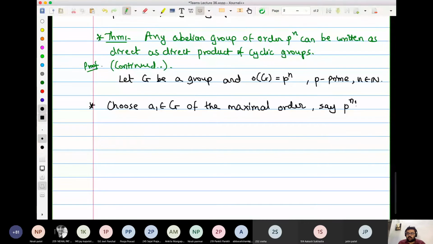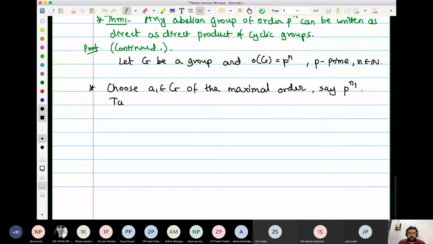Say p power n1. What is the order of a1? The order of a1 divides the order of G. But what is the order of G? The order of G is p power n. So the order of a1 is also some prime power, so let us say p power n1. Okay, and then take the cyclic group generated by a1. So a1 equals to.